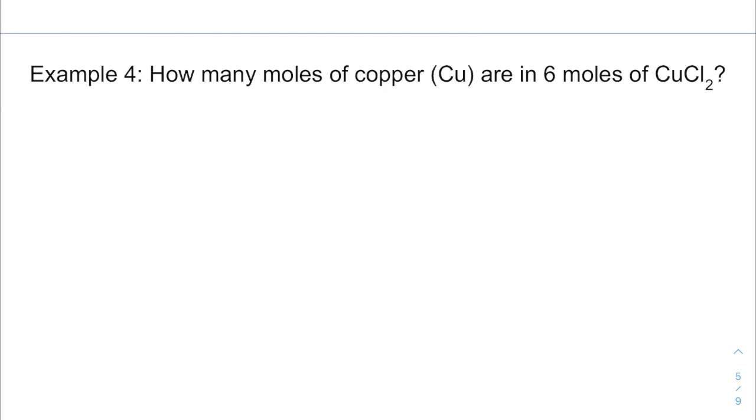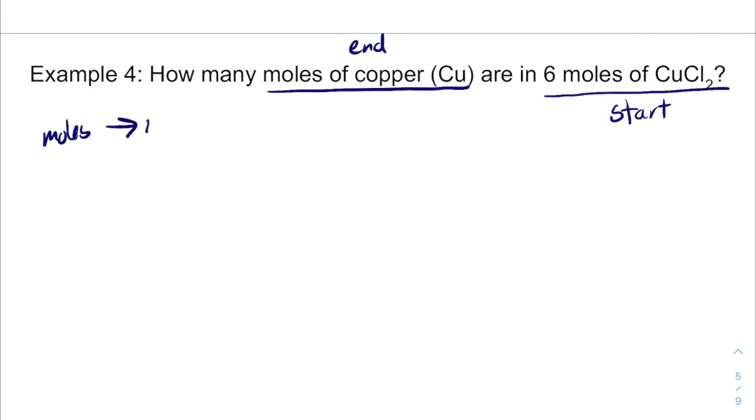Example 4 says how many moles of copper are in 6 moles of CuCl2. So again, always want to look at what am I starting with. Here I'm starting with 6 moles of CuCl2. And I want to end with moles of copper. So this is similar to the last one, where we are going from moles to moles. If I'm going from moles to moles, I'm automatically going to use a mole ratio. So let's get our mole ratio for this one here.